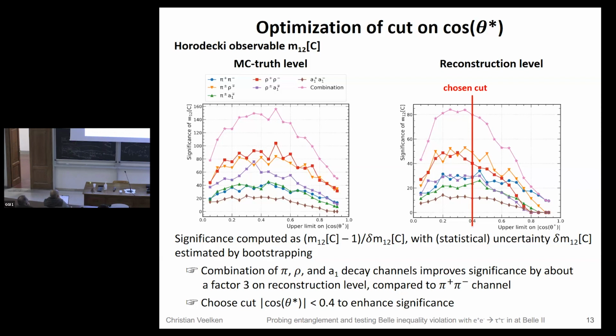So if we pick the wrong sign, like Moritz explained in the morning, we lose some power, and this is reflected in this plot. And the significance is computed by taking the measured value of this M12 observable, subtracting the threshold of 1, and then dividing by the uncertainty. And the uncertainty is computed with bootstrapping, and that means that it's representing the statistical uncertainty of the measurement only. There are no systematics.